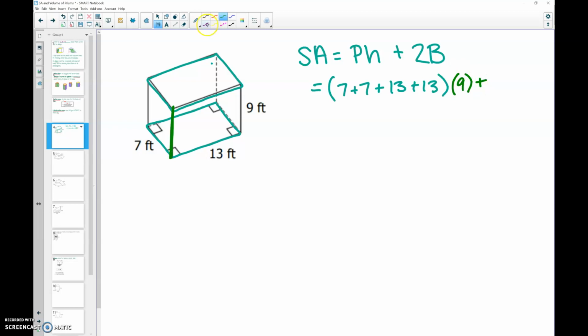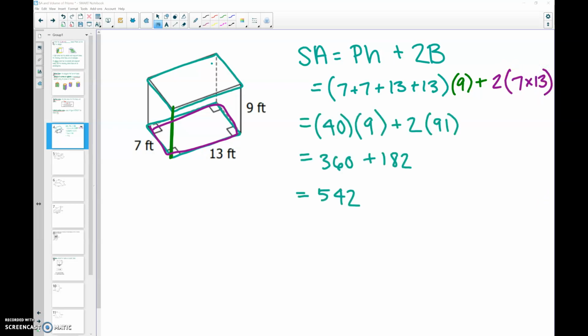plus I still need the area of my two bases. So 2 times, this would be length and width, so 7 times 13. So I went through all my steps just to simplify. Now surface area is just like area, so our units of feet here are still just squared. Nothing is special about surface area in terms of units, but it's feet squared.